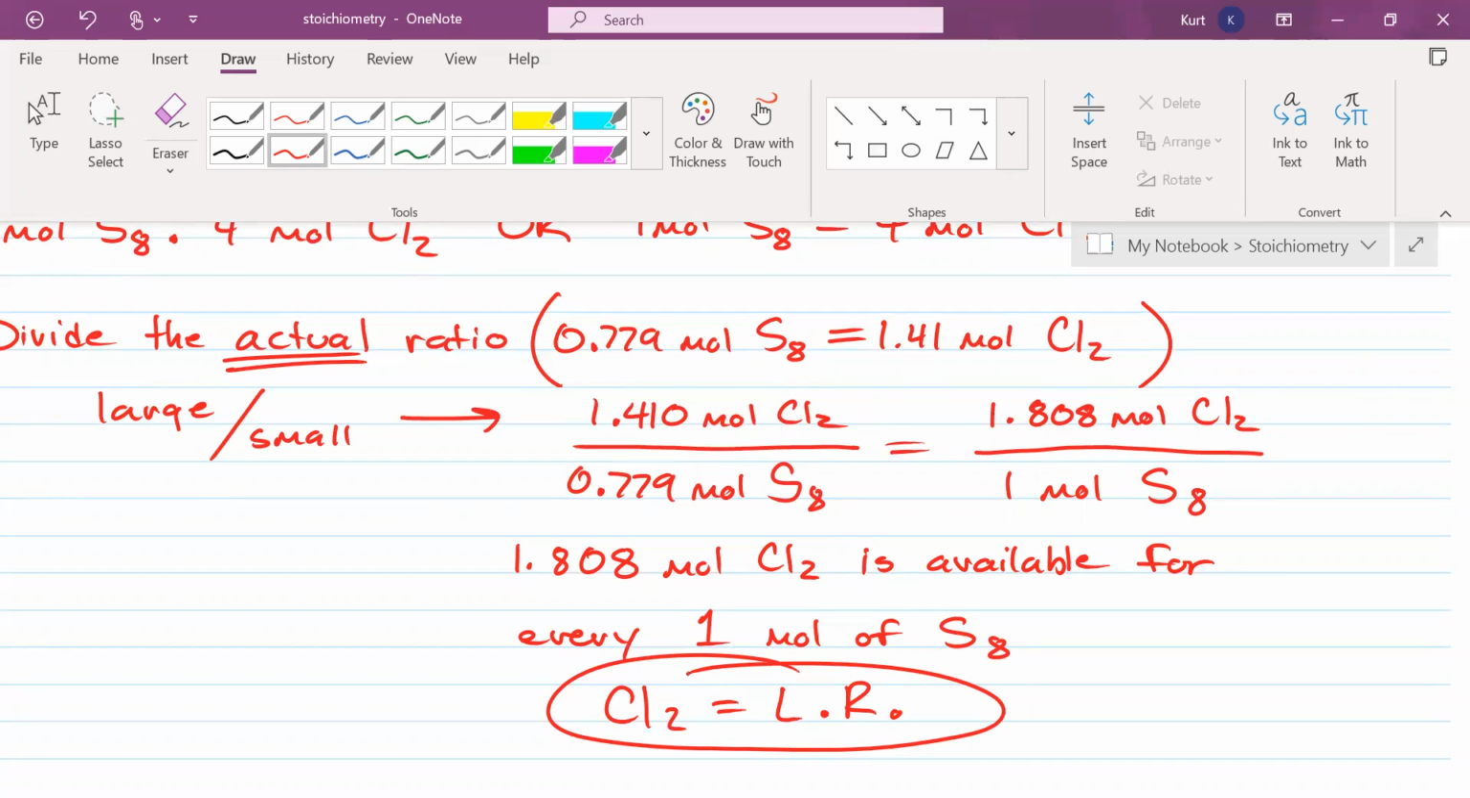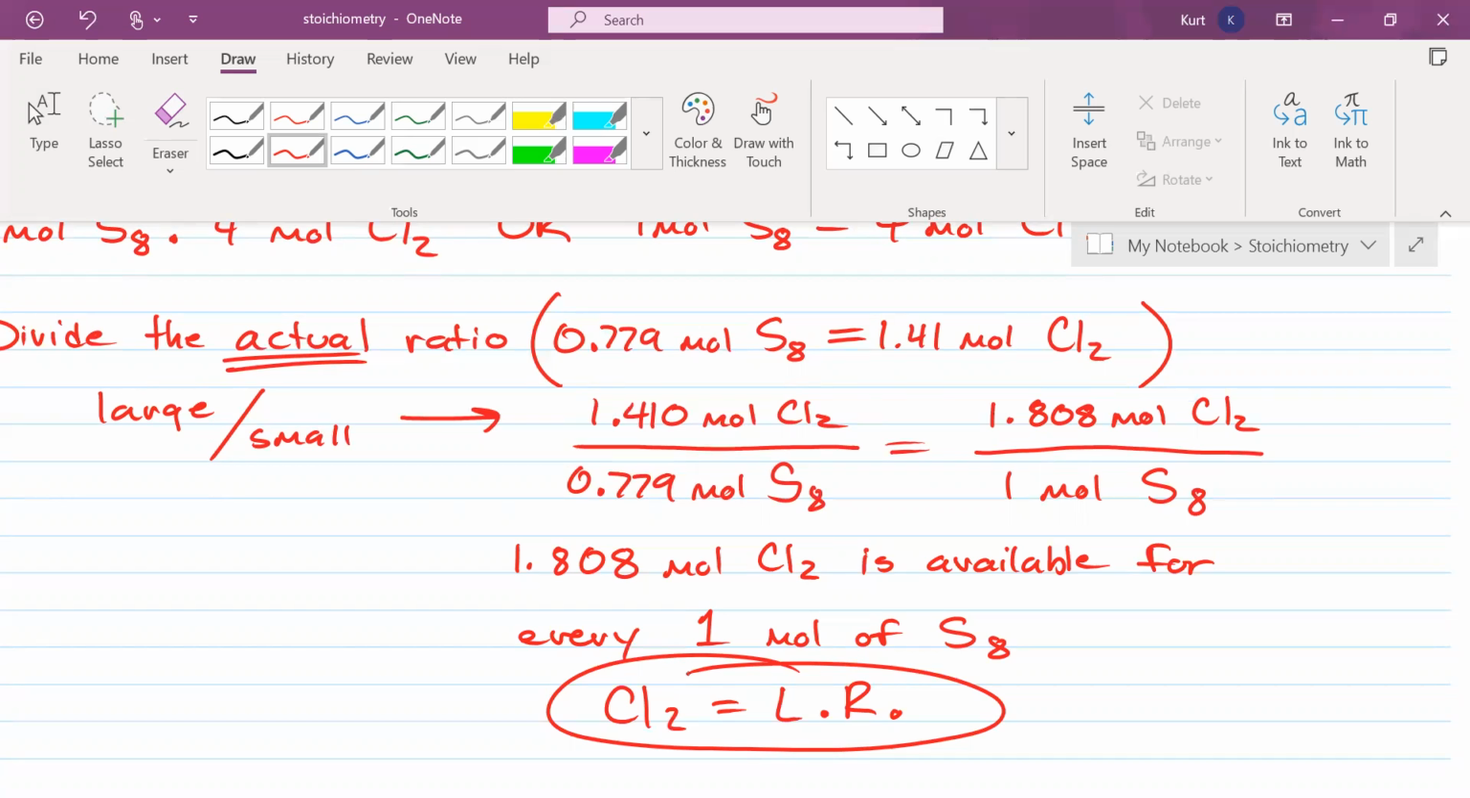Okay. Kevin? Don't you still need like a whole mole of S8? You only have 0.77. So you're going to run out of the chlorine before the sulfur. The sulfur is going to be what you have left over because you're going through the chlorine faster. And that's going to result in it being used up first.